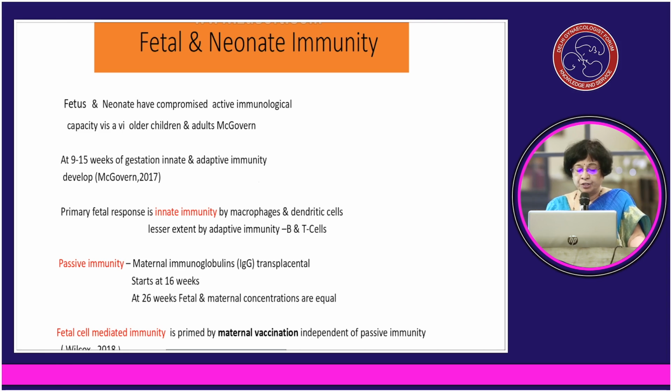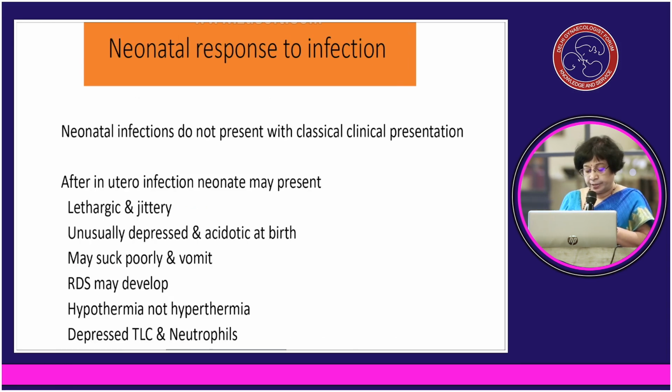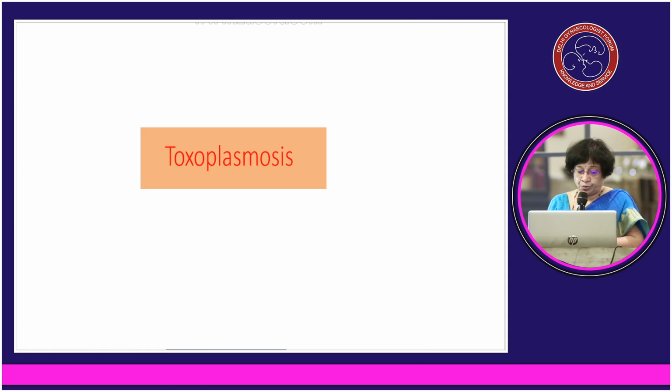Fetal cell-mediated immunity is primed by maternal vaccination. So that is the reason why we need to vaccinate the mothers, independent of passive immunity. So even the baby's immunity is being primed by the maternal vaccination. So neonatal response to infection, they do not present with classical clinical presentation. After in utero infection, the neonate may be jittery, lethargic, unusually depressed or acidotic, may suck poorly or vomit, may have RDS, hypothermia or not hyperthermia, depressed TLC, and neutrophils are usually seen.